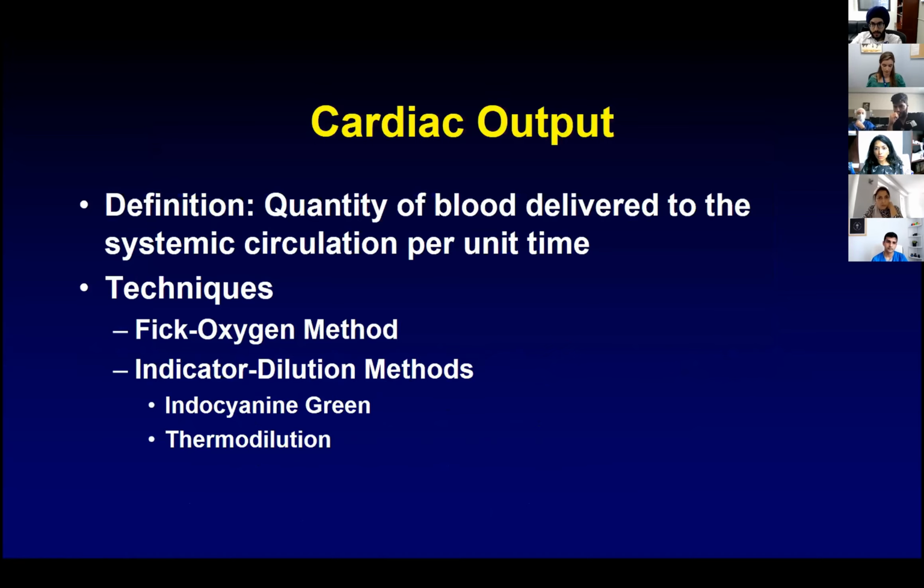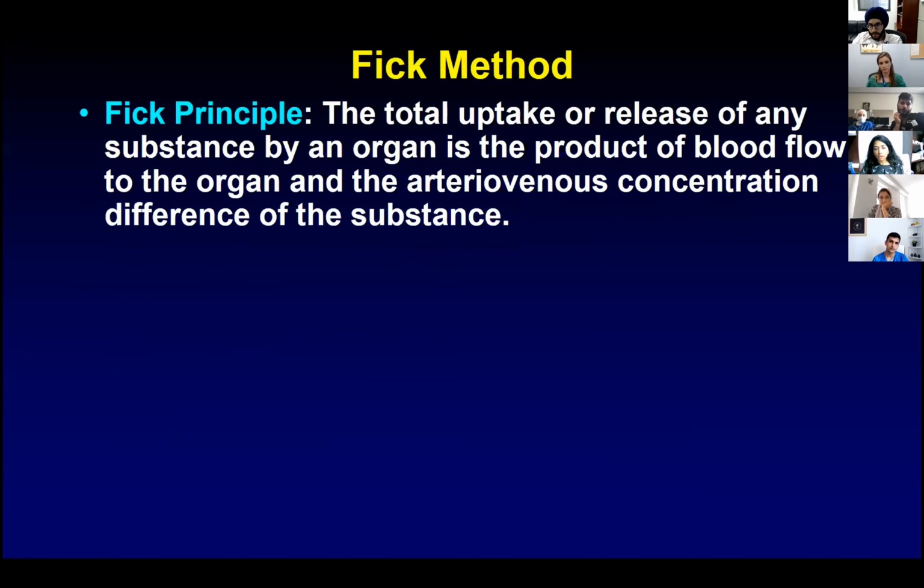Cardiac output is the quantity of blood delivered to the systemic circulation per unit of time. There are two methods that we can use during a right heart catheterization to gauge the cardiac output. The first is the Fick method, and the second is the indicator dilution method, which can use either a dye or thermodilution. I'm going to go really quickly over them.